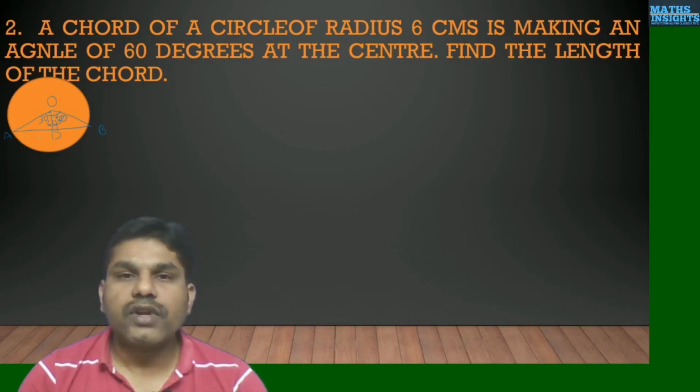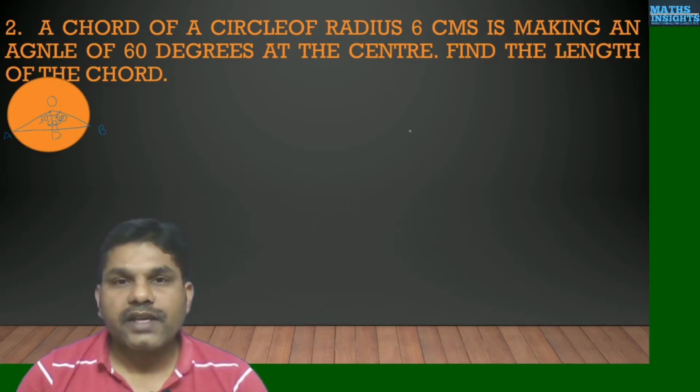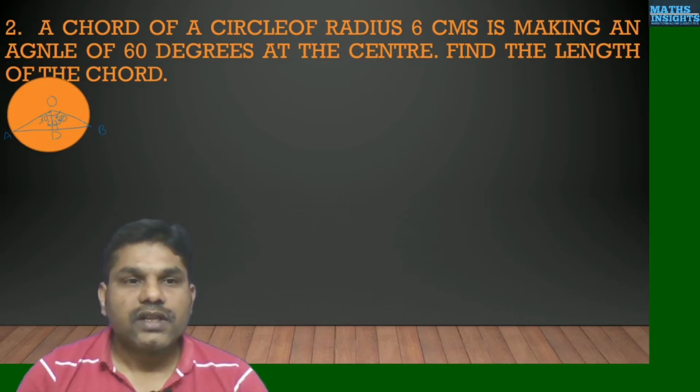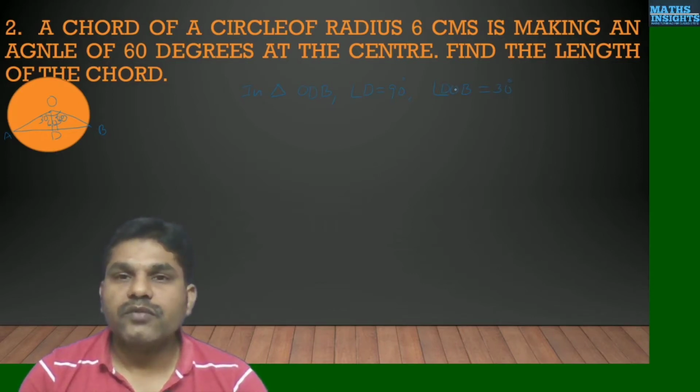Then you have two right angle triangles, ODA and ODB. By taking either of these, you may find half of the length of the chord. So in triangle ODB, angle D is equal to 90, if you go through the properties of the chord. And angle DOB is equal to 30 degrees. Why? Because the total is 60 degrees. It is bisecting, so it will become 30 degrees only.